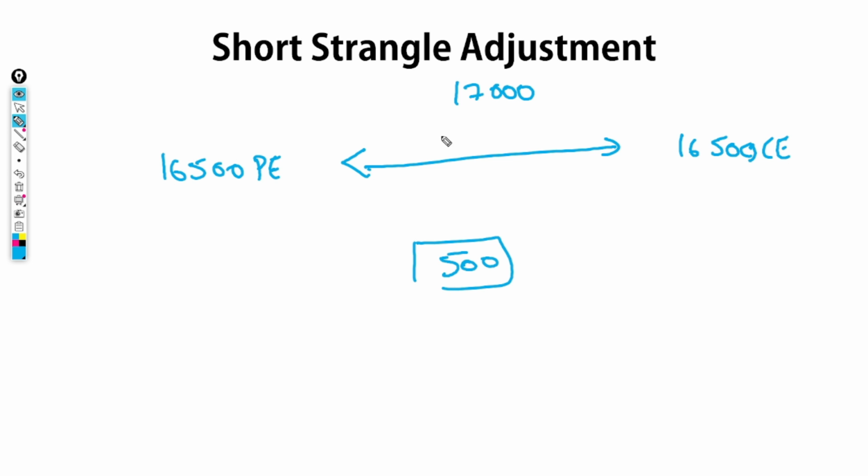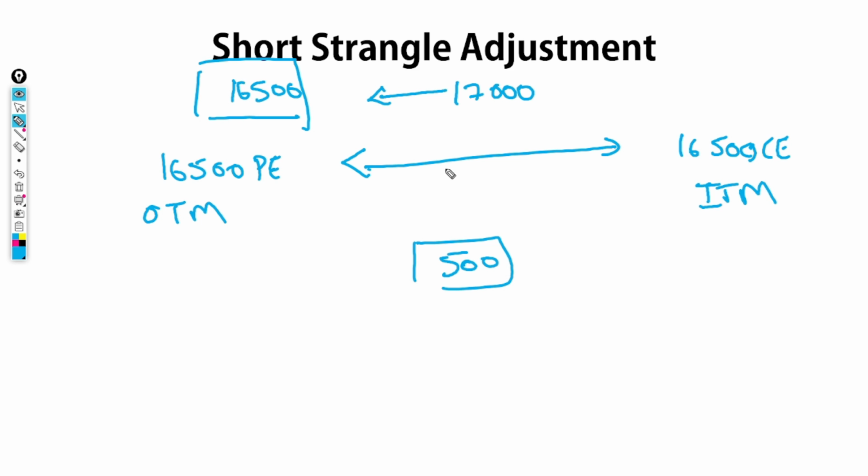So two things can happen. What if the market ends up going to 16,500? This time again you will definitely be in profits. Why? This is OTM and this is in the money. And when the market falls, you will for sure be in profits. Exit everything at a profit. Do not hold your positions.